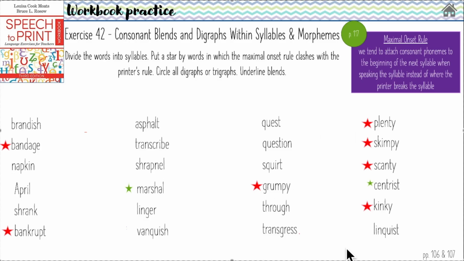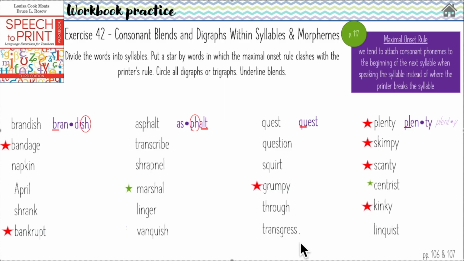And then go and do the digraphs, trigraphs, underline the blends, anything like that helps you find out some of the things that make it kind of difficult, like brandish. That's where we would split it according to the printer. And then we have that sh at the end as a digraph or trigraph. That makes it kind of tricky as well. Asphalt, there's that one. Quest, of course, is one syllable. Plenty, we say plenty, but in the dictionary, you'd actually have plent and then E because Y is its own morpheme.